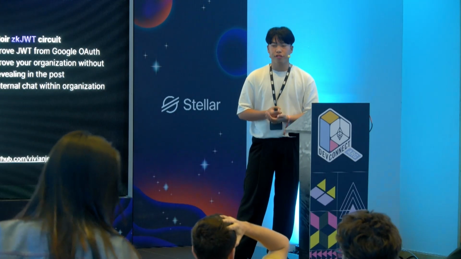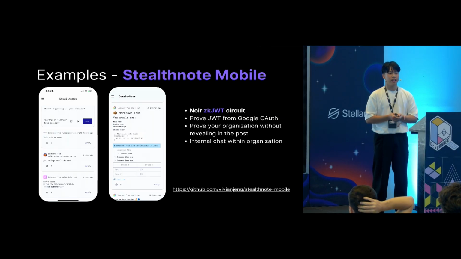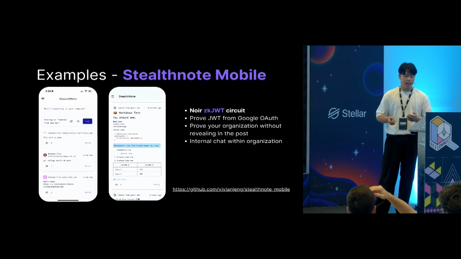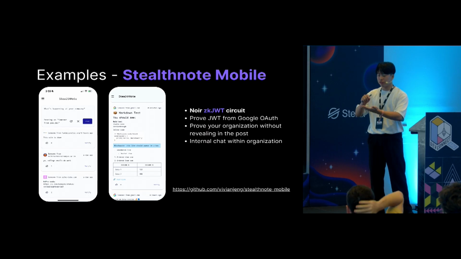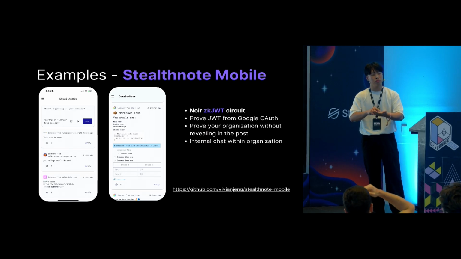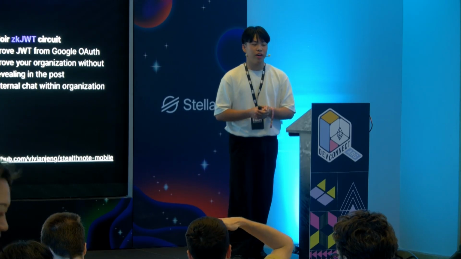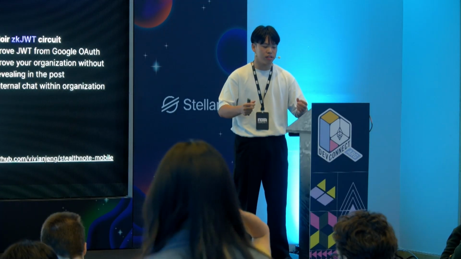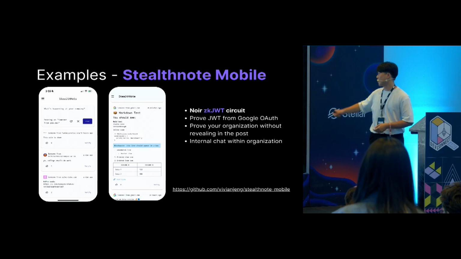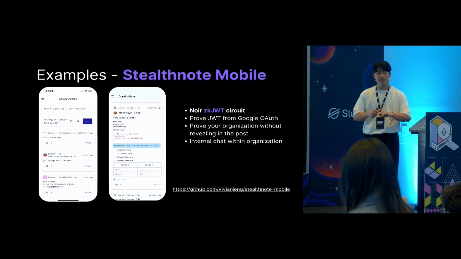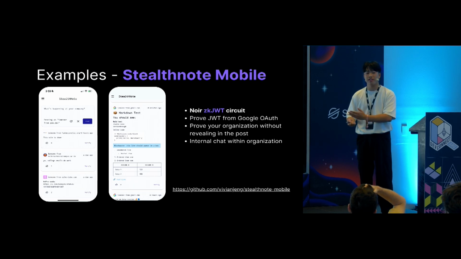And then we can prove this JWT using Google Auth, to provide a really smooth UX. You can also prove that you belong to an organization without revealing the post. A user can also verify that each message actually comes from the specific email address that the user posted from.